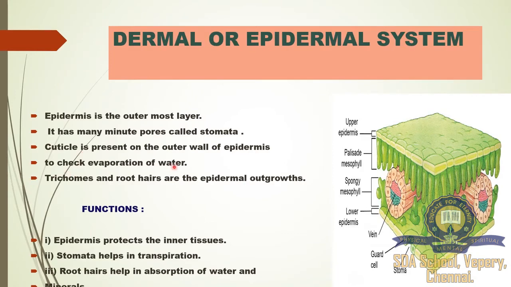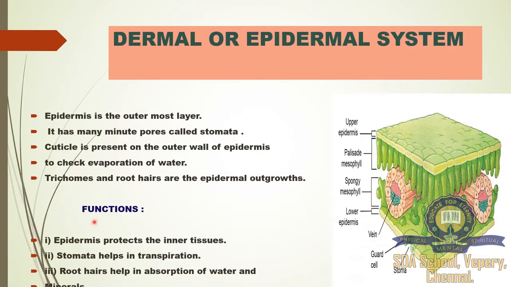It is there to check evaporation of water. What is the function of this cuticle? During photosynthesis, the transpiration of water takes place. The extra water present in the plant comes out through the stomata, and the cuticle helps with the evaporation of water. Trichomes and root hairs are the epidermal outer growths. The small hairs present in the root help the growth of this epidermal system.